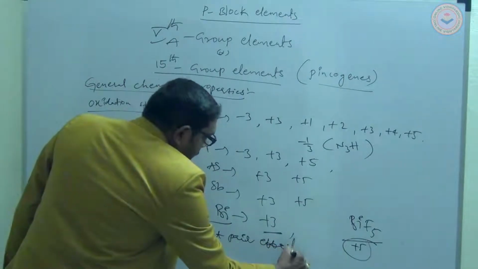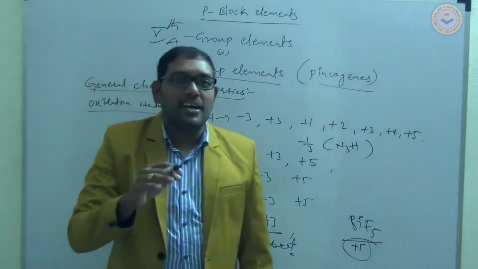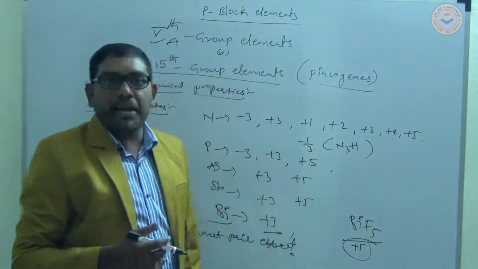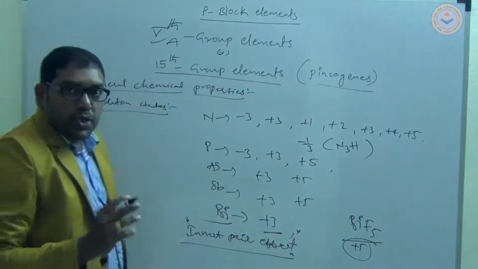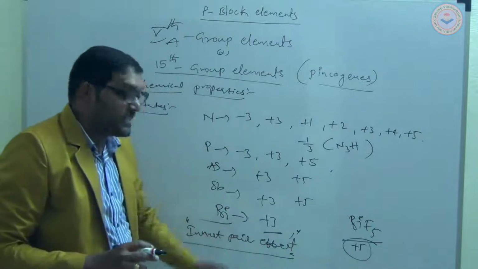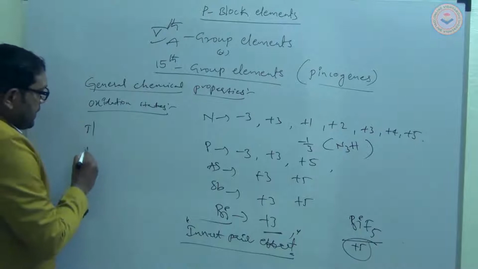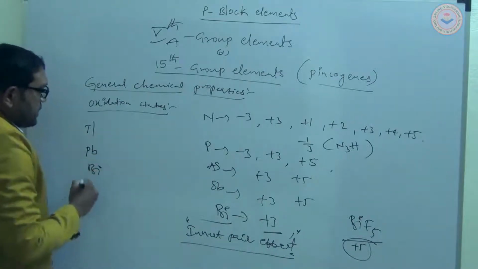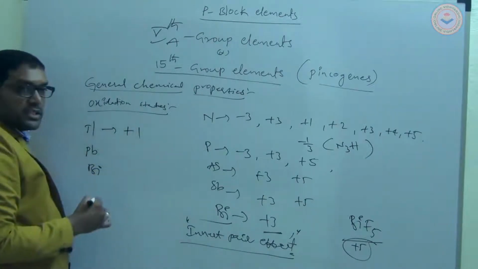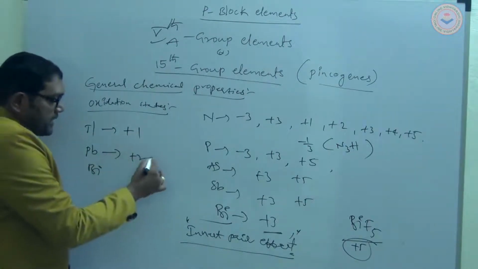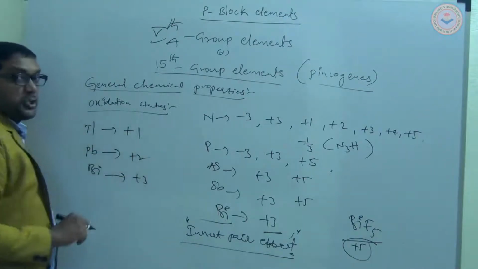Inert pair effect is nothing but the reluctance of the ns orbital electrons to participate in bonding. Due to the inert pair effect, bismuth shows only the +3 oxidation state. The inert pair effect is generally observed in thallium, lead and bismuth. Due to it, thallium is stable in the +1 oxidation state, lead is stable in the +2 oxidation state, and bismuth is stable in the +3 oxidation state in their respective groups.